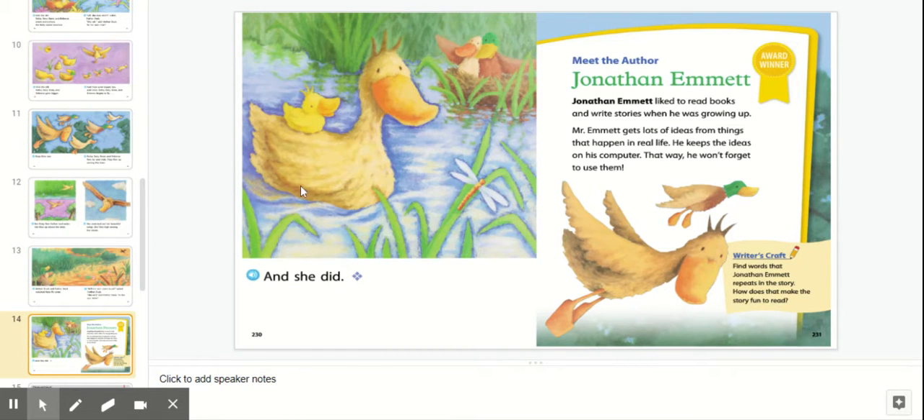And look, she comes back here. And what does she have here? A baby duck. Yeah. Now she's a mommy. And look, they look really happy to see her.